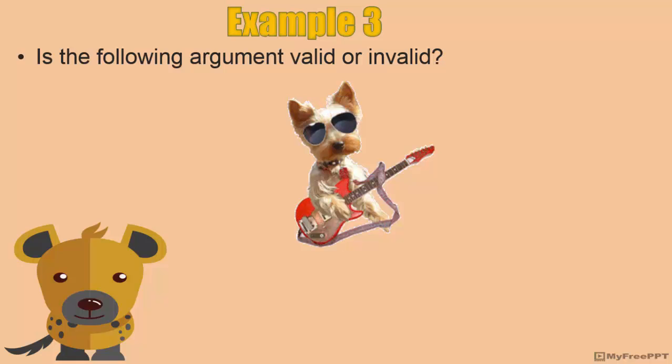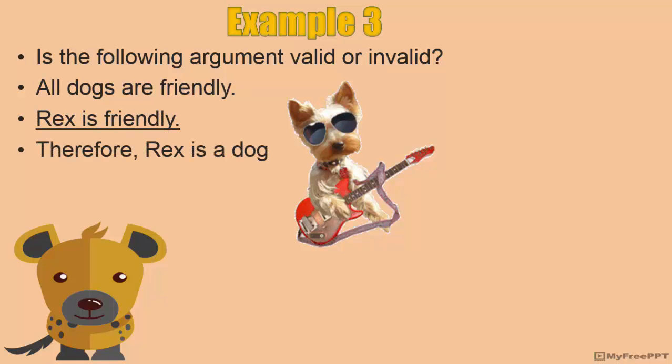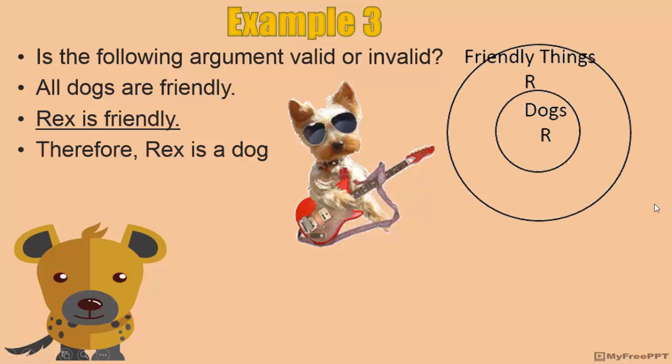And again, we're going to start out with Euler diagrams and see if our symbolic logic diagram backs up the Euler diagram. So all dogs are friendly. Rex is friendly, therefore Rex is a dog. So we construct our Euler diagram using our first two premises about friendly things and dogs. We see Rex is friendly, so Rex is definitely a friendly thing. And Rex could be a dog, so we'll put him in dog. But the thing is we're not sure whether or not Rex is definitely a dog or not.